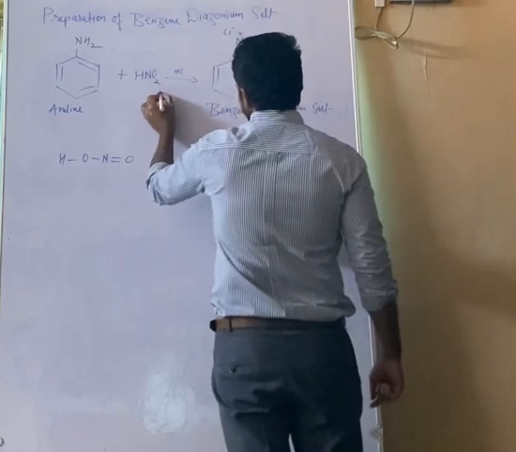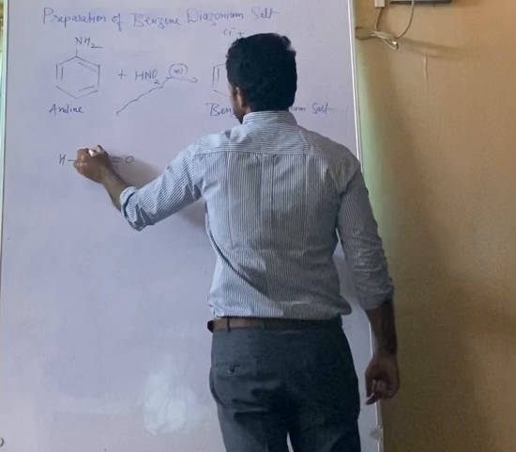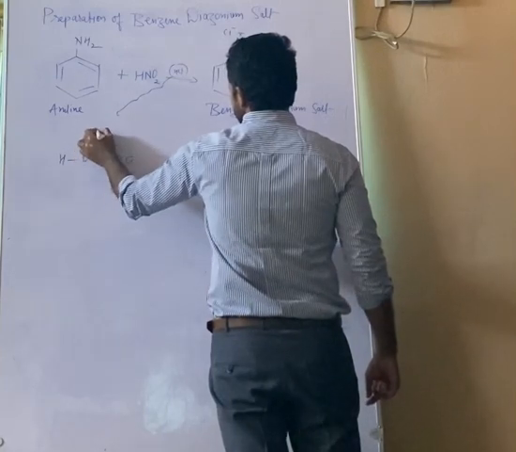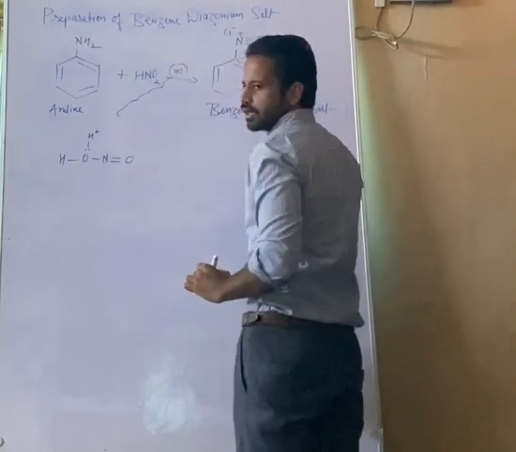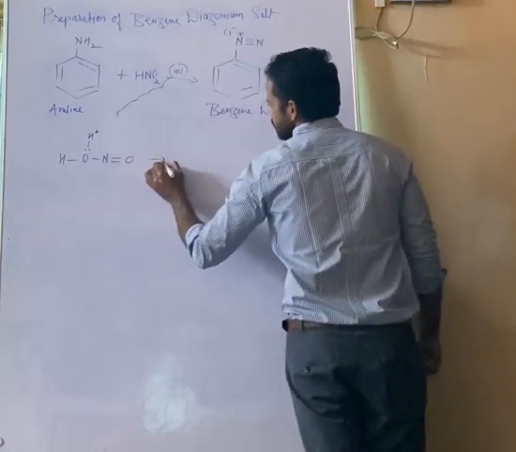HCl will release H plus. So H plus will come and attack on this lone pair. Okay, so it is attacking on this lone pair, and due to that, this oxygen is getting plus charge.